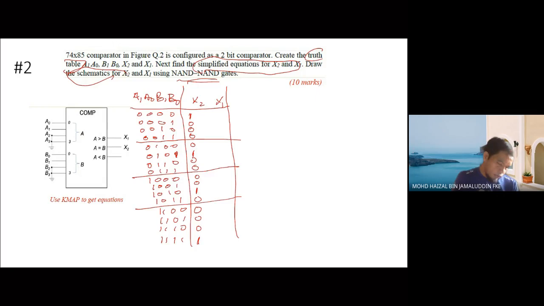For A bigger than B, you need to check one by one. So we have here 0, 1 is bigger than 0, 0. And here, we have 1, 0 is bigger than 1, 0, 0. 1, 0 is bigger than 0, 1. And here we have 3. 0, 0. 1, 2, 3. So 0. Okay.